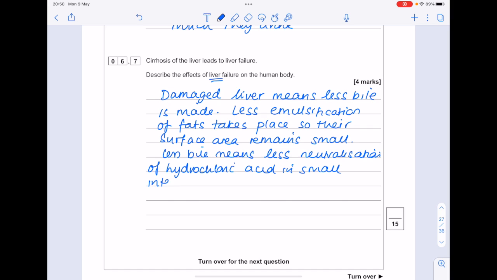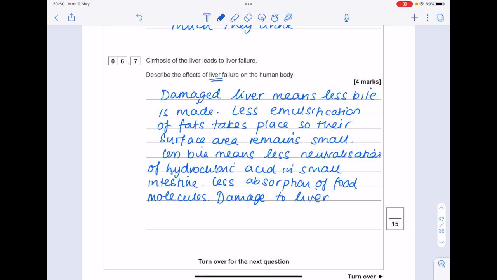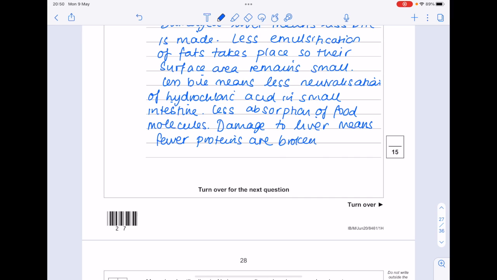So fundamentally, you're going to find that there's less absorption of food molecules. What else does the liver do? Well, it breaks down excess proteins. So less ammonia and urea is produced.